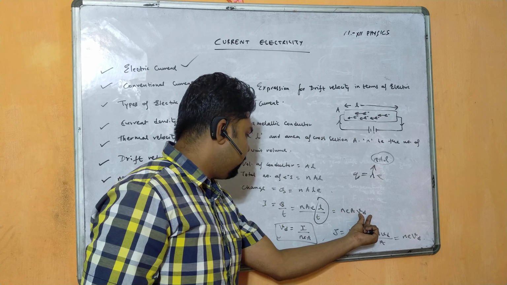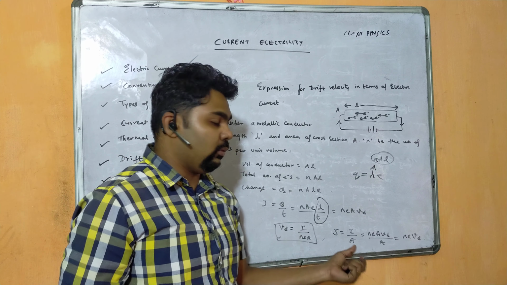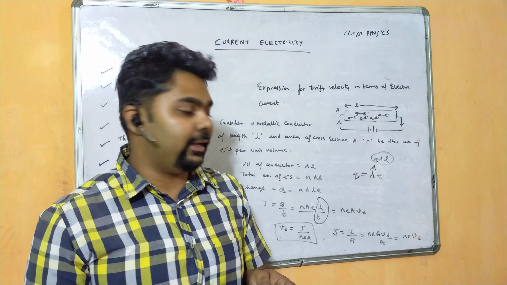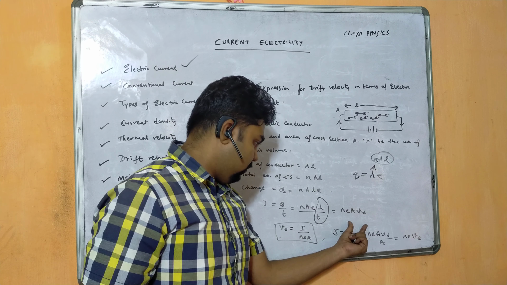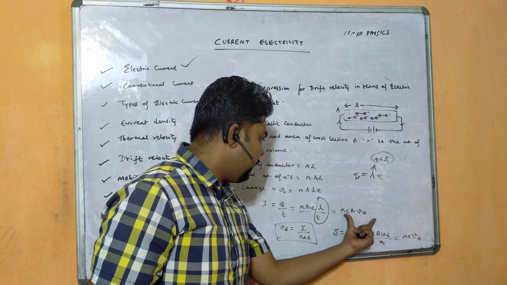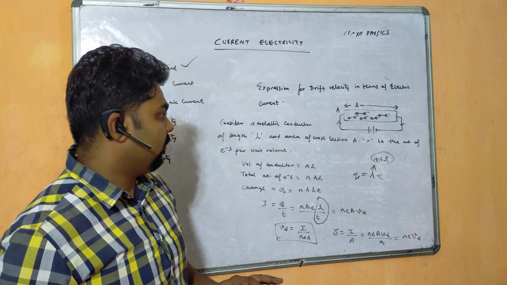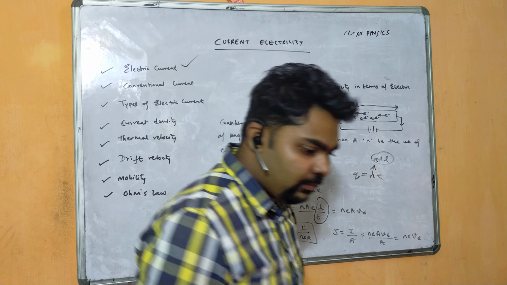So this is another expression. And the drift velocity in terms of current density: what is the relation between current density and electric field, or electric current? Here I equals to NeVd A, and A will get cancelled, we will get NeVd. So this is an expression for current density. Current density equals to NeVd, and Vd equals to I by NeA. So this is a very important derivation in this chapter.